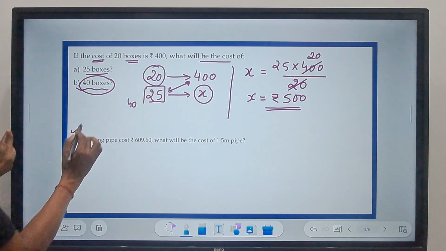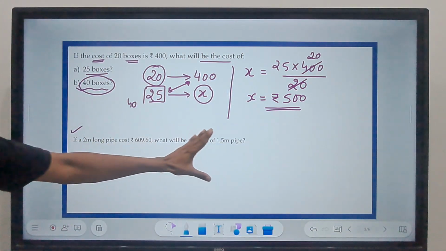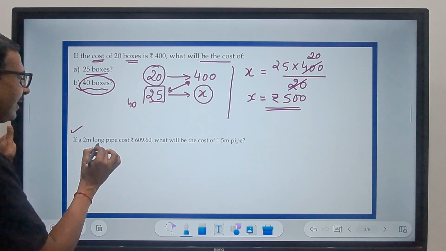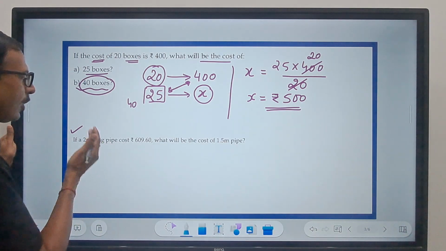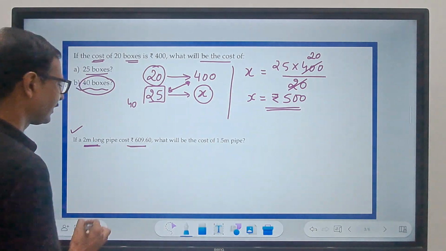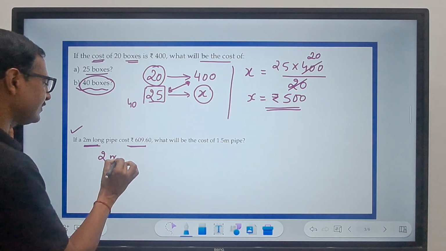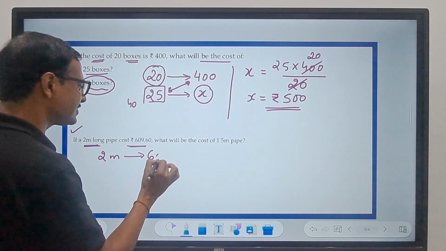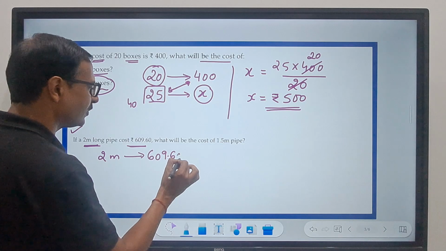Likewise, if you change the question now, we have a different model of question. Here we have the length, 2 meters long, and the cost. So length 2 meters, the cost 609.60.